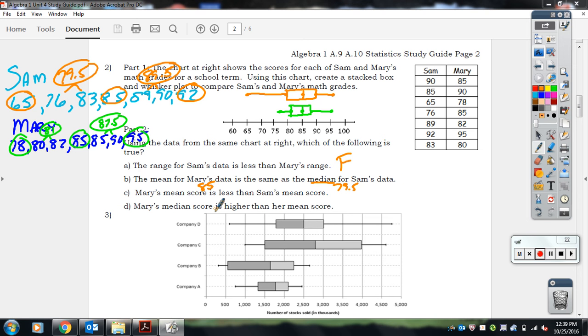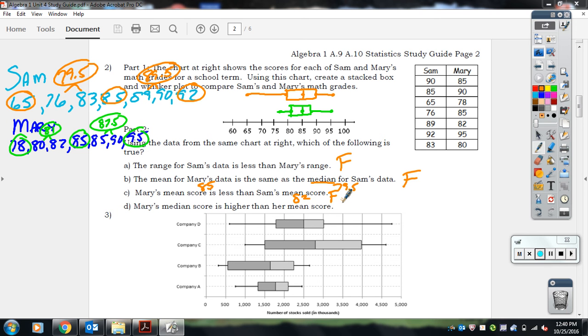So it's clearly not the same. That's also false. C, Mary's mean is less than Sam's mean. So I found Mary's mean, which is 85. Now I've got to find Sam's mean by adding them up and dividing. Sam's mean turned out to be an 82, so again, this is false.